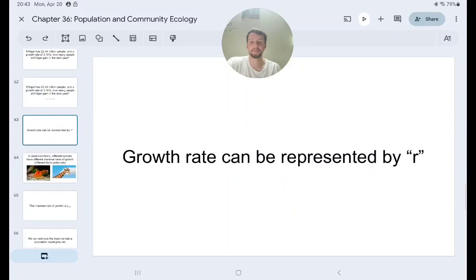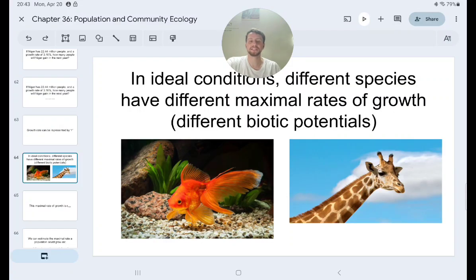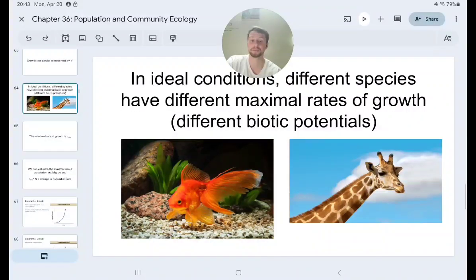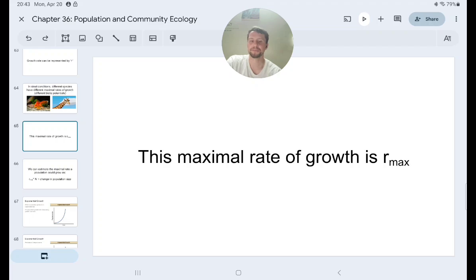Growth rate can be represented by R, and in ideal conditions, different species have different maximal rates of growth. So the max growth rate a certain population can have is going to differ based on the potential of that species. A fish population might be able to grow at a much faster rate than, let's say, a giraffe. This maximal growth rate is R max.